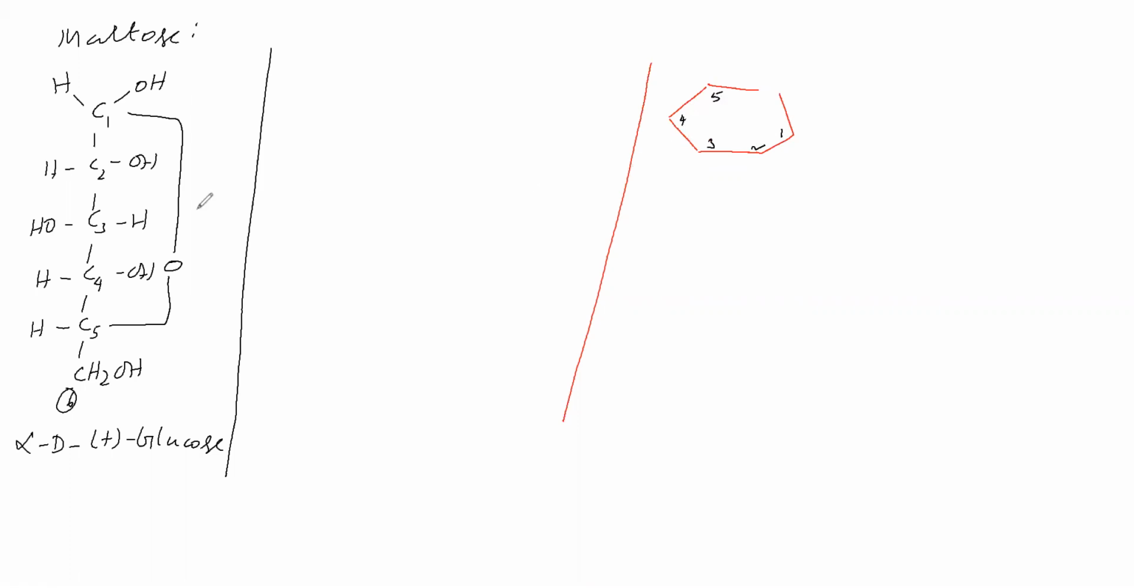C1 carbon is linked with oxygen, which is linked with the C5 carbon. Now we write in the C1 carbon OH on the right side, that is down. In the C2 carbon, OH on the right side, that is down. In the C3 carbon, H on the right side, that is down. In the C4 carbon, OH on the right side, that is down. In the C5 carbon, CH2OH we always write up; if reversed, CH2OH will come down. This is alpha-D-(+)-glucose.